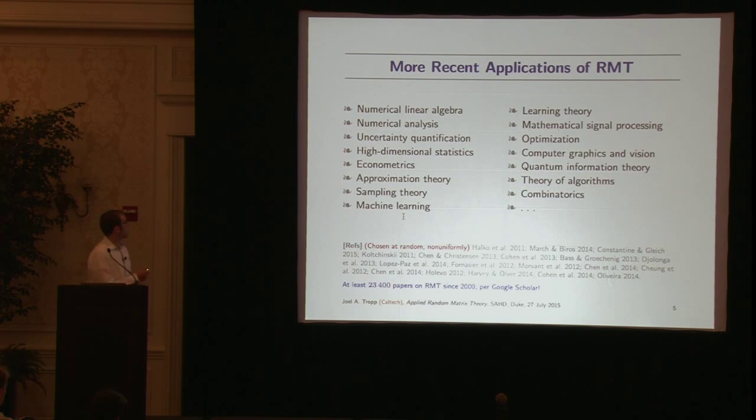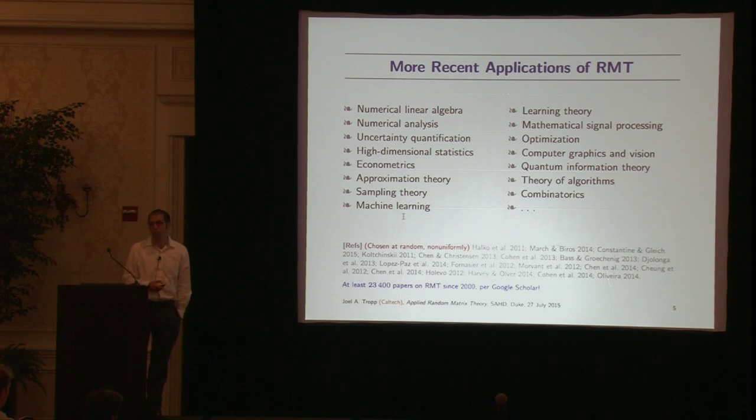So there are a lot of more recent applications of random matrix theory. So these are some areas and references chosen at random, non-uniformly, where I have seen random matrices play a role in recent years.